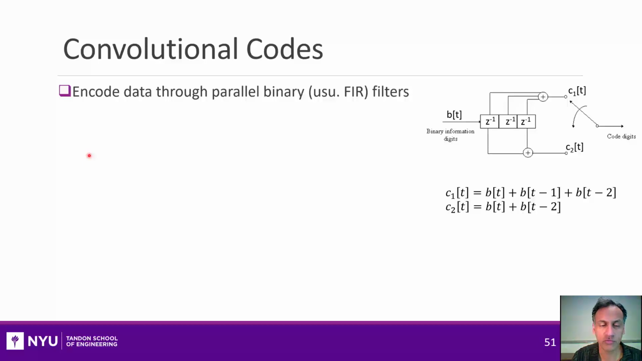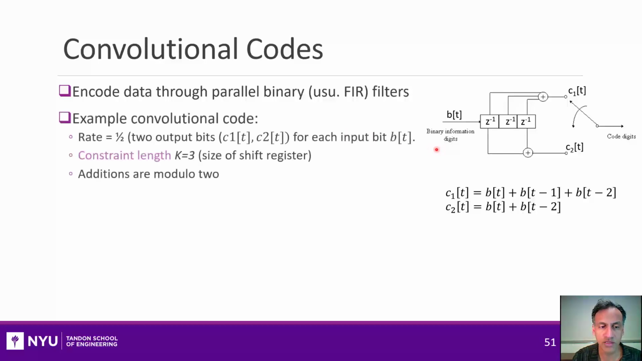So let's just quickly review convolutional codes. And this is the high-level summary. You take your data through parallel streams of what you could call finite impulse response filters, but everything working in modulo 2 arithmetic. So for example, what I show here on the right is a very simple convolutional code, which is a rate half code. For every input bit, I pass it into a shift register and I get 2 output bits, C1 and C2. And all this picture means is that C1 is just the modulo 2 addition of the last 3 bits, and C2 is the modulo 2 addition of bit t and t minus 2.